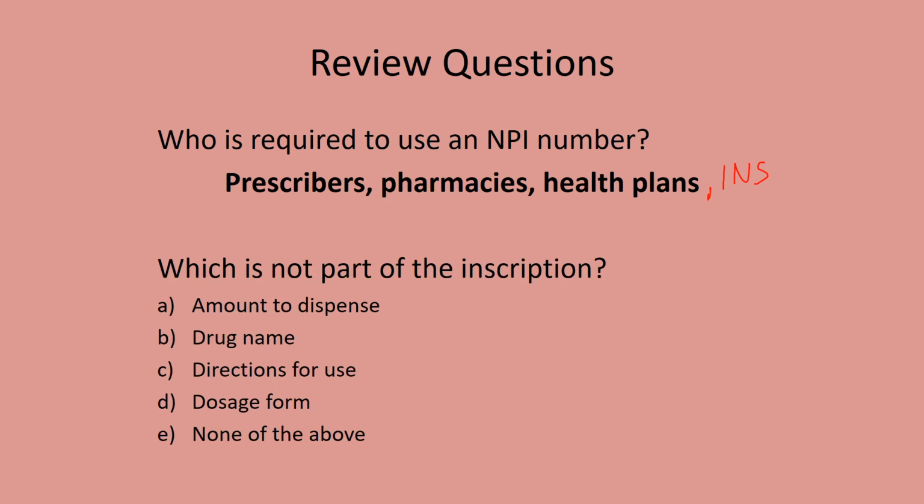Which is not part of the inscription? So we have the prescription, the whole thing. Subscription, information just for the pharmacy staff. And then the inscription is drug info only. So directions are sig codes, directional codes.